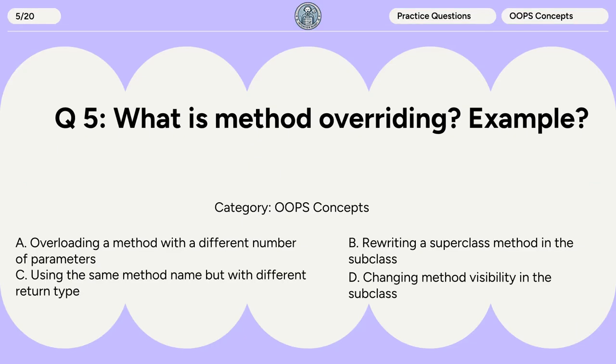Question 5. What is method overriding? Example. A. Overloading a method with a different number of parameters. B. Rewriting a superclass method in the subclass. C. Using the same method name but with different return type. D. Changing method visibility in the subclass.